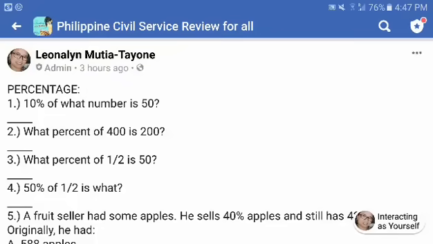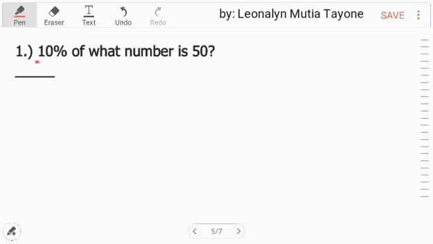Now let's do percentage. And I'm going to show to you the easiest way of solving this. Number 1, 10% of what number is 50? Ang pinakasimpleng gawin mo, 10% of lahat ng of multiplication yan.